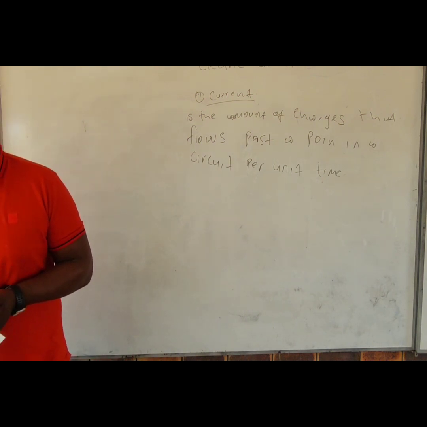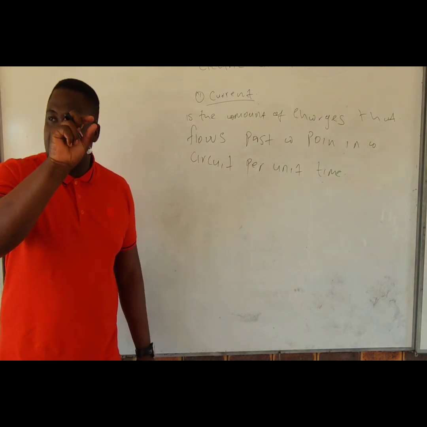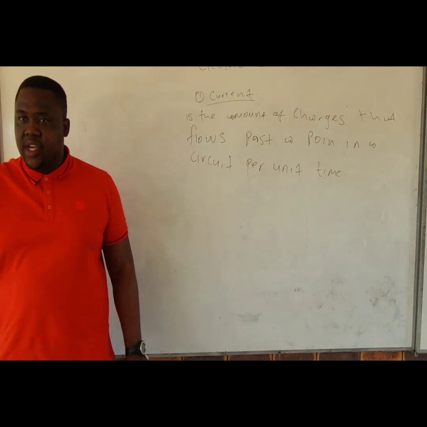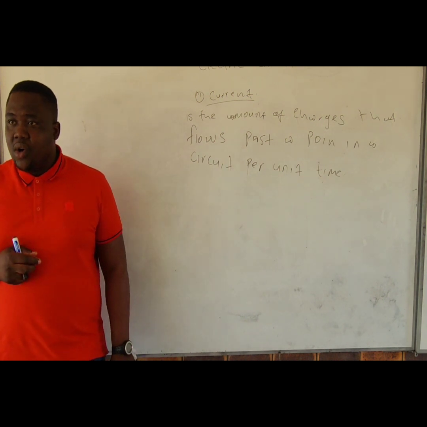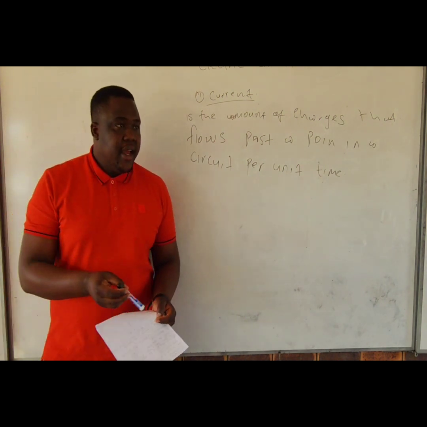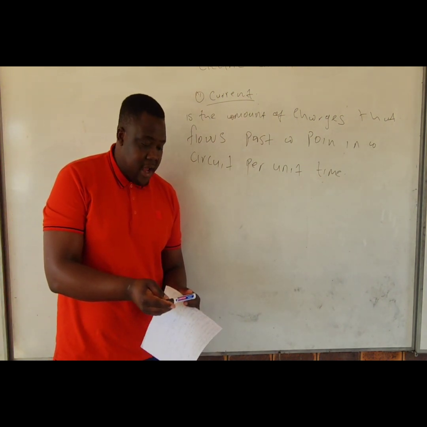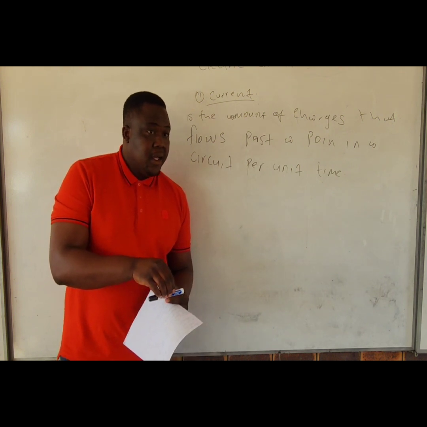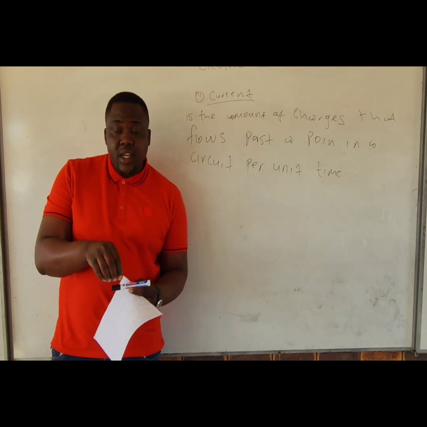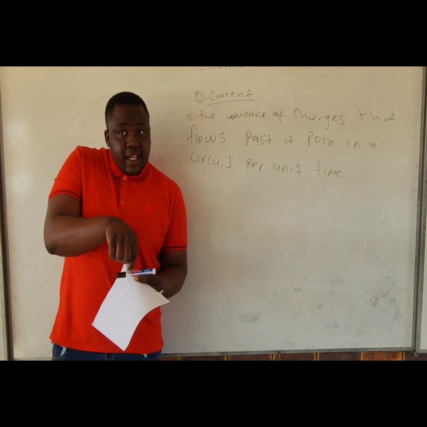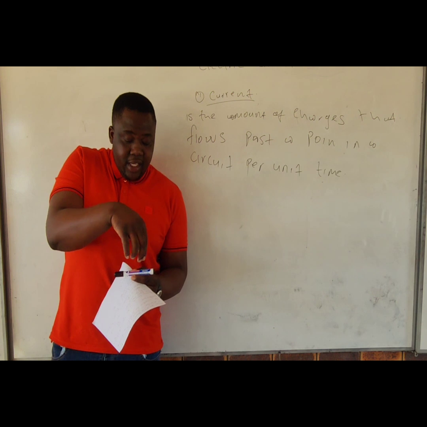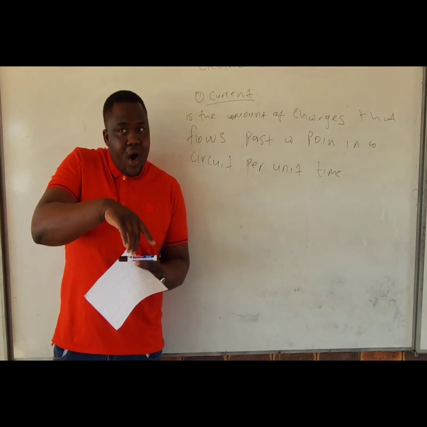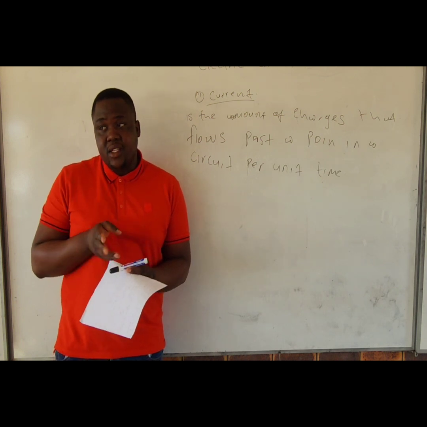Current is the amount of charges that flow past a particular point in a second, per unit time. So a live wire is one you can touch and get an electric shock from. It is live because there is electric current. And what is electric current? It is the charges moving, flowing in that wire.